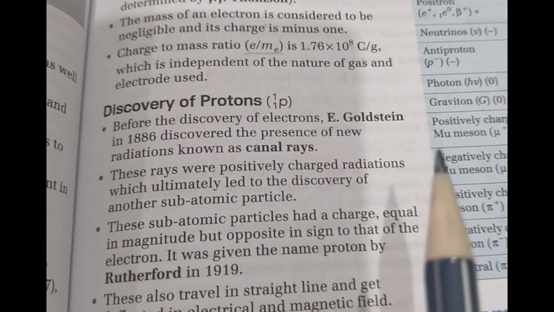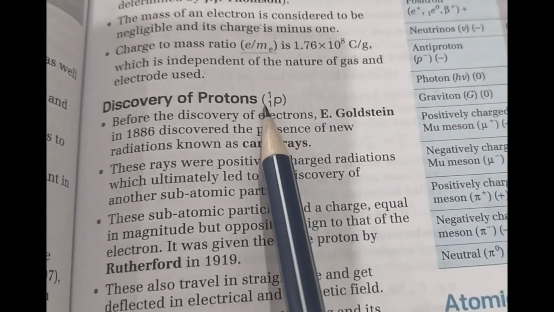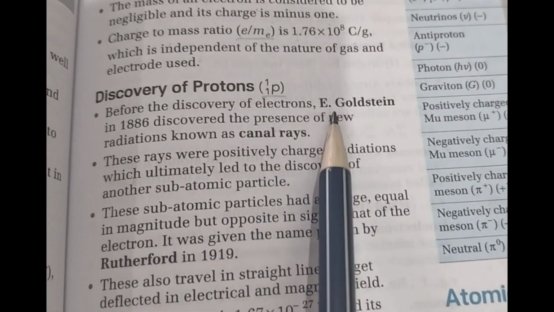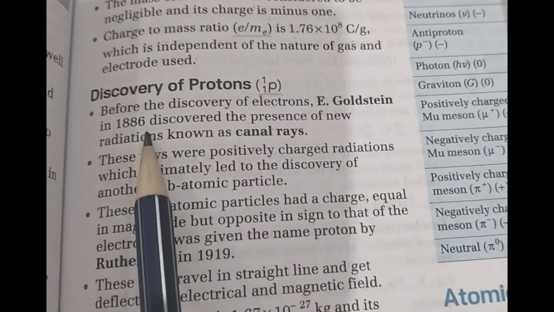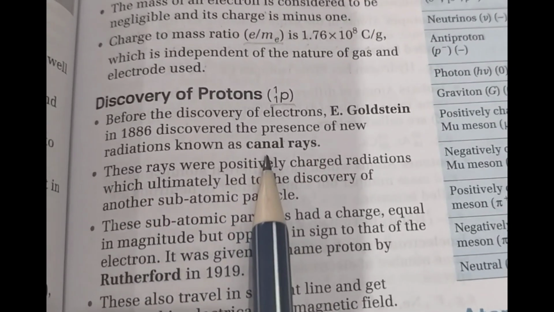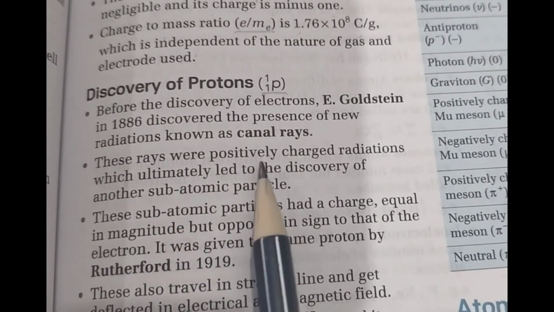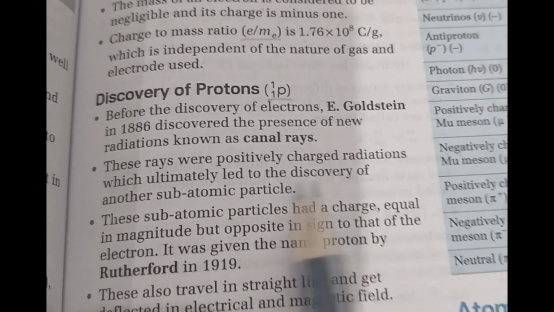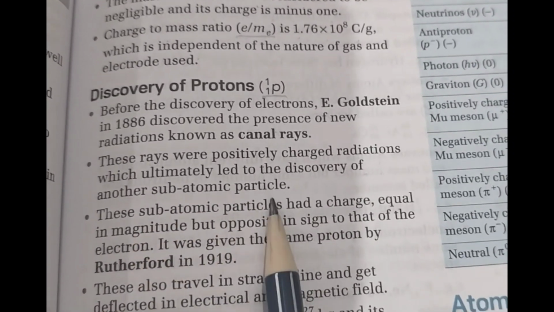Next is discovery of proton. So proton is represented in this way, right? Before the discovery of electrons, E. Goldstein in 1886 discovered the presence of a new radiation known as canal rays. These rays were positively charged radiations, which ultimately led to the discovery of another subatomic particle.